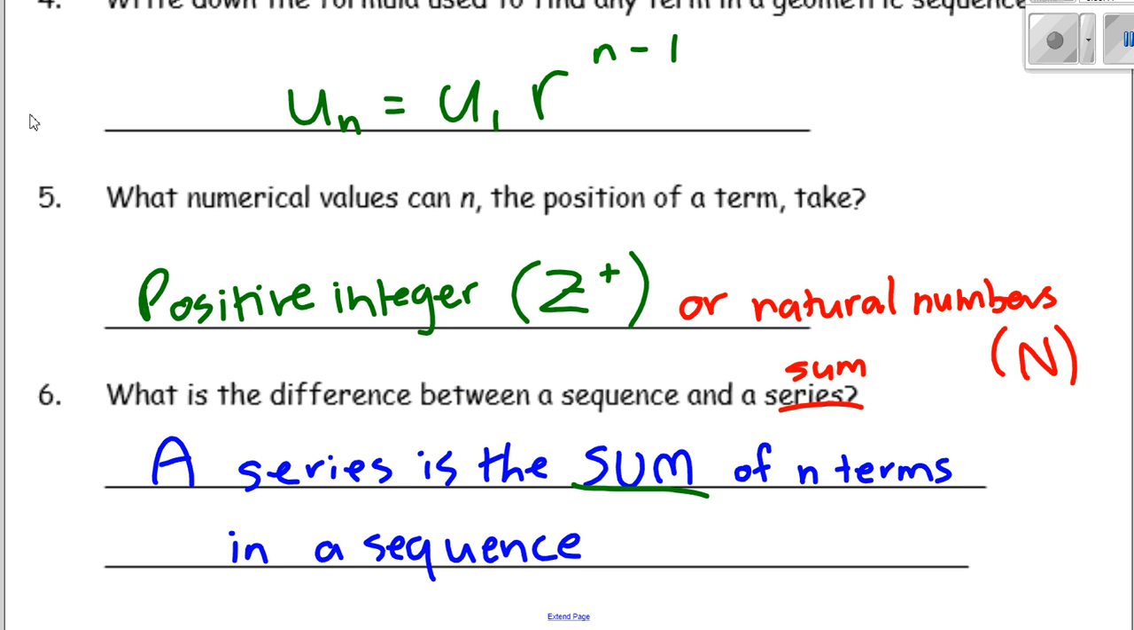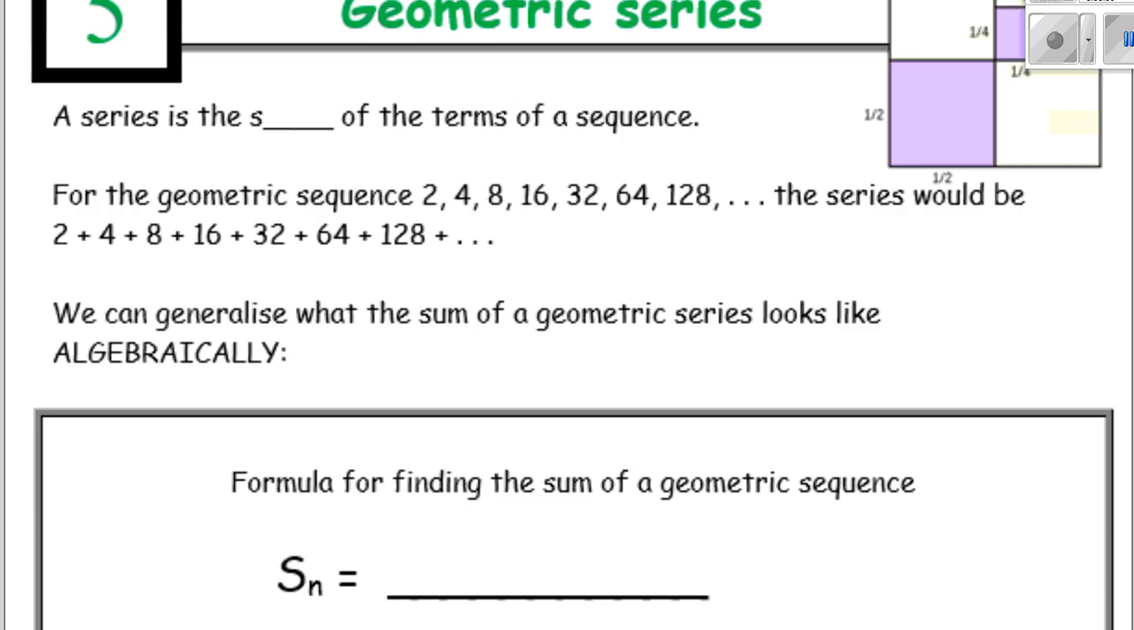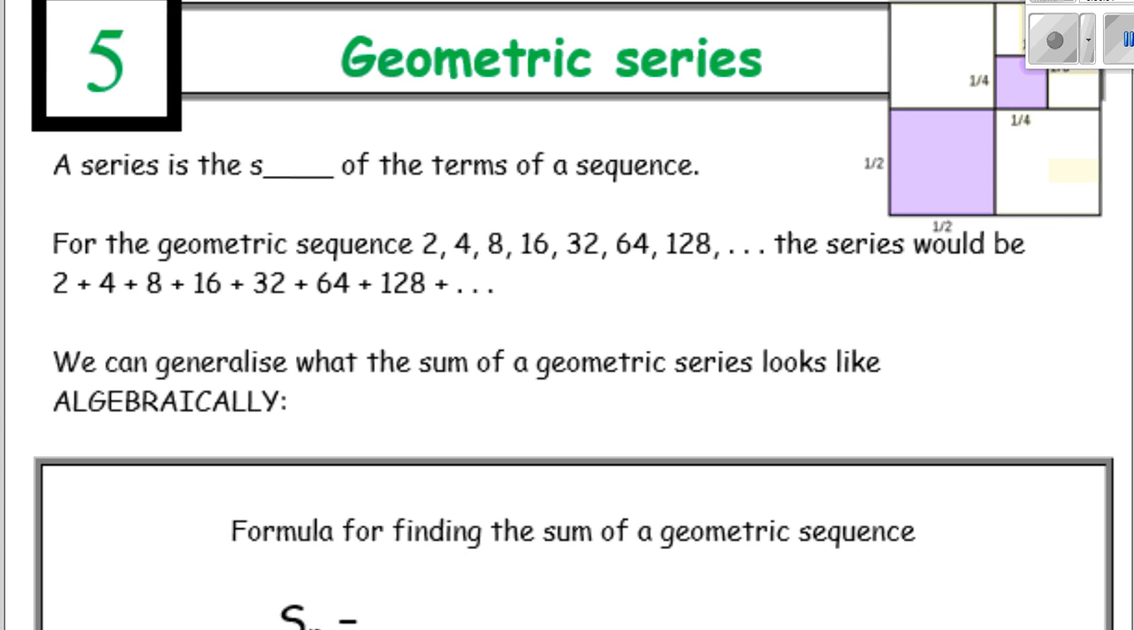Now on to, okay, we've done U of n for arithmetic and geometric. We've done the sum formulas for arithmetic. So you've probably guessed today's the sum formulas for geometric, which again are just in your formula booklet. Yeah, so the formula is just going to be in your formula booklet, not a big deal. A series, as you've probably guessed already, is the sum of the terms in a sequence.